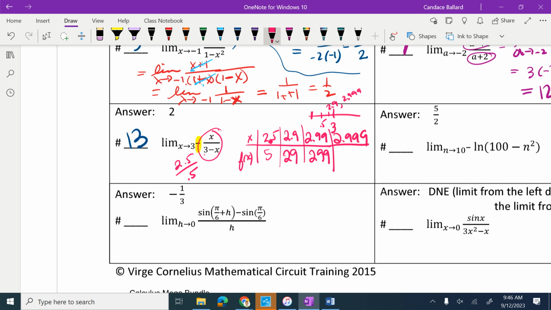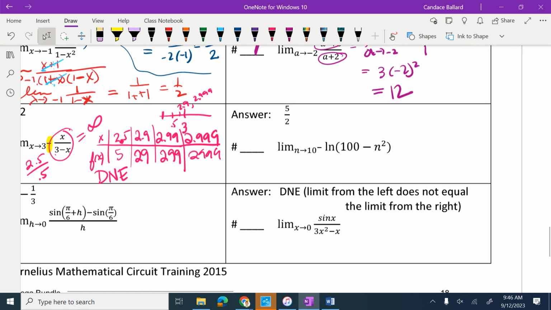All right, let's go one more. 2.999. What'd you get? 2,990. Okay, so what's this trending towards? These are giant numbers, you guys. It's going to infinity. Can we actually get a limited infinity? So this one really is what? Does not exist.